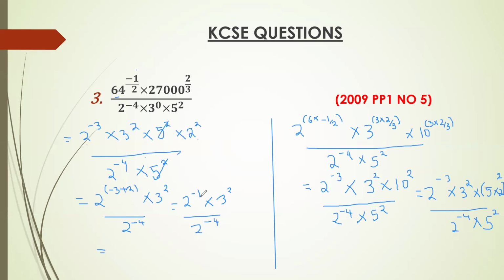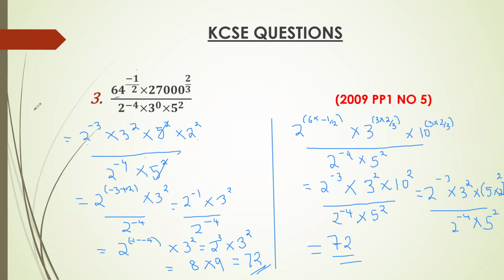And then subtract hizi mbili, so itakuwa minus 1 minus 4, times 3 squared. Okay, in which itakuwa ni 4 minus 1 ni 2 power 3 times 3 power 2, in which answer yetu tayari tushapata. 2 power 3 ni 8 na 3 power 2 ni 9. Our answer ni 72. Okay, our answer is 72.